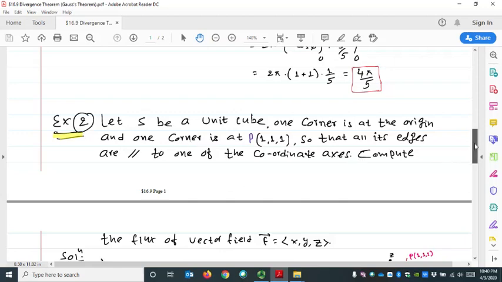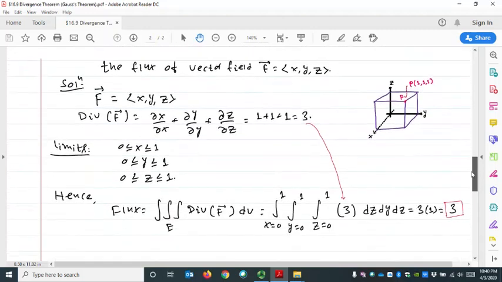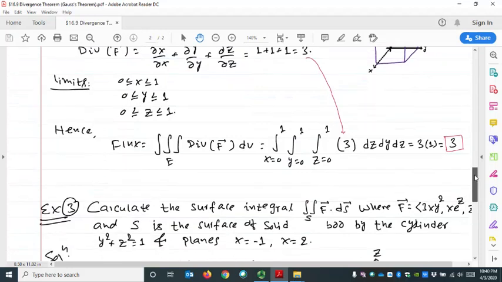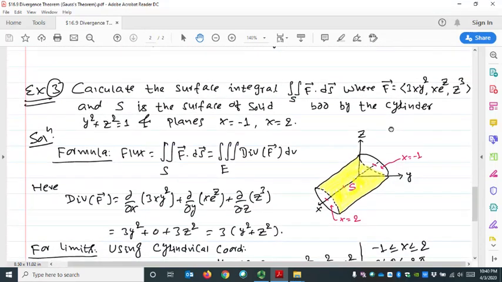This example is a good example to show that computing the surface integral is way harder than computing the volume integral, or computing the volume integral is way simpler than computing the surface integrals. Great, let's move on. Now example 3.